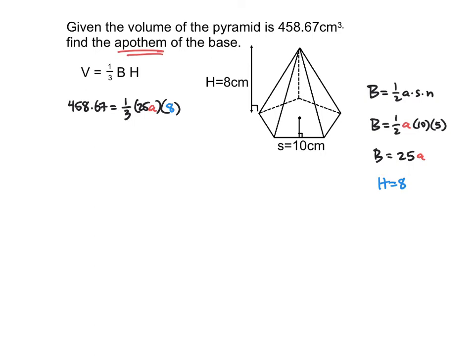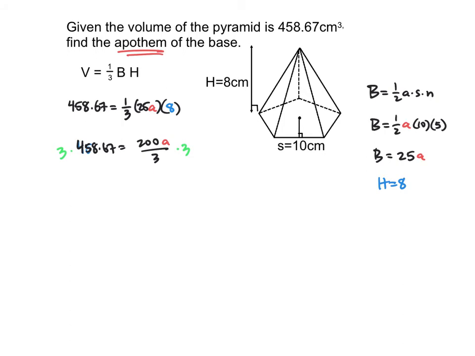First thing I'm going to do is combine some like terms using multiplication. Actually, it's not combining like terms, it's just condensing. So I'm going to write this as 458.67 is equal to 200a over 3. Okay, now to do some inverse operations to strip everything away from a and have a all alone, I am going to multiply both sides by 3 and then divide by 200 in a moment.